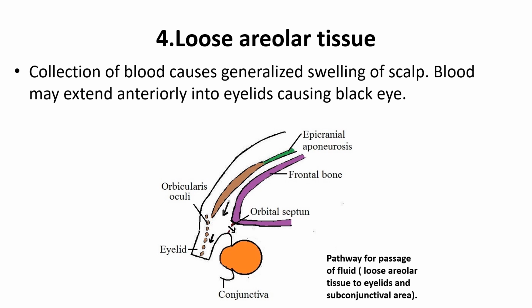So loose areolar tissue is important because of two things. One, it is the dangerous layer of the scalp, and two, we can explain the anatomical basis of black eye based on the anatomy of loose areolar tissue. The loose areolar tissue is continuous with the eyelids anteriorly, so collected blood in the loose areolar tissue can gravitate into the eyelids, and this forms the anatomical basis of black eye. So loose areolar tissue is important because it's the dangerous layer of the scalp, and because when we know its anatomy, we can explain the anatomical basis of black eye.